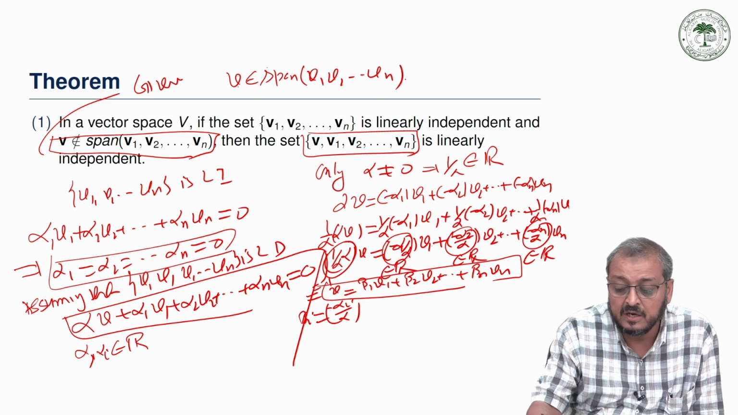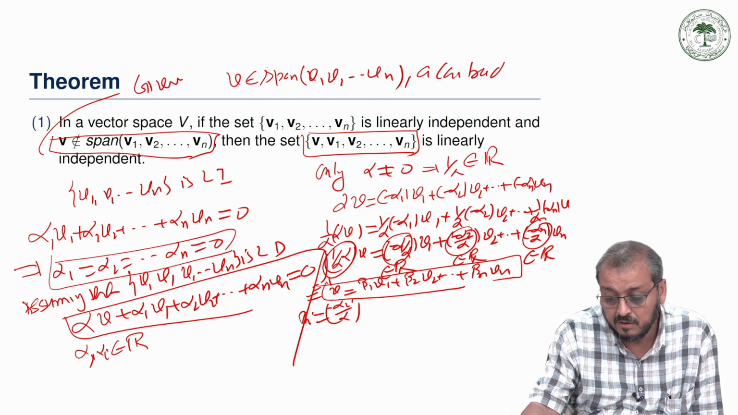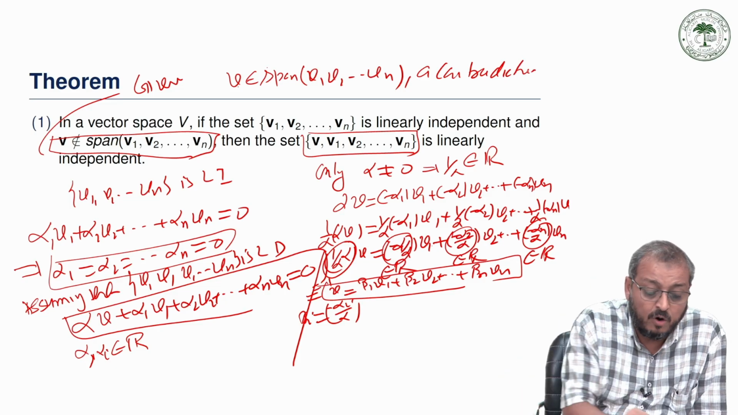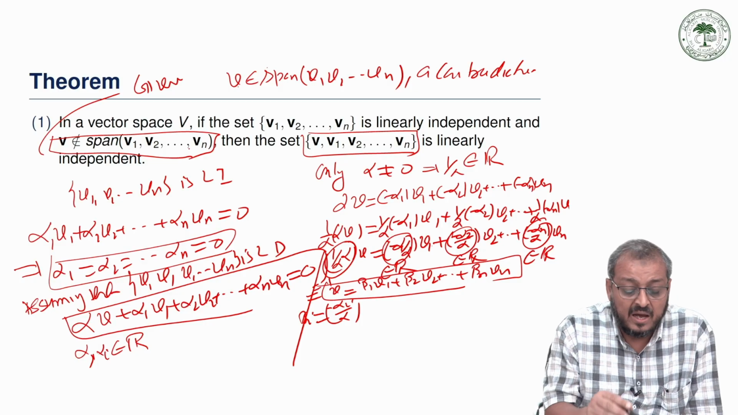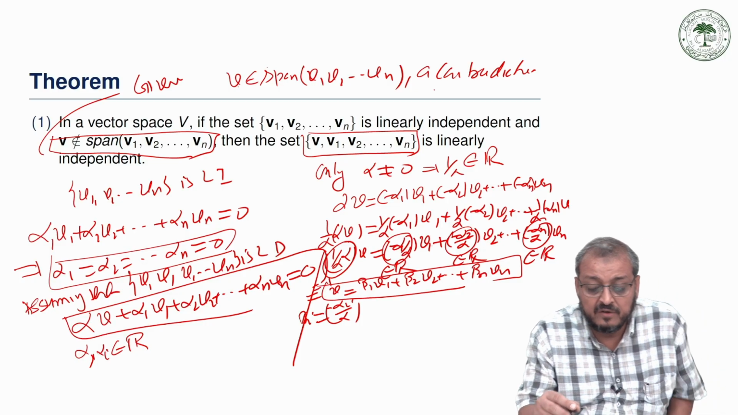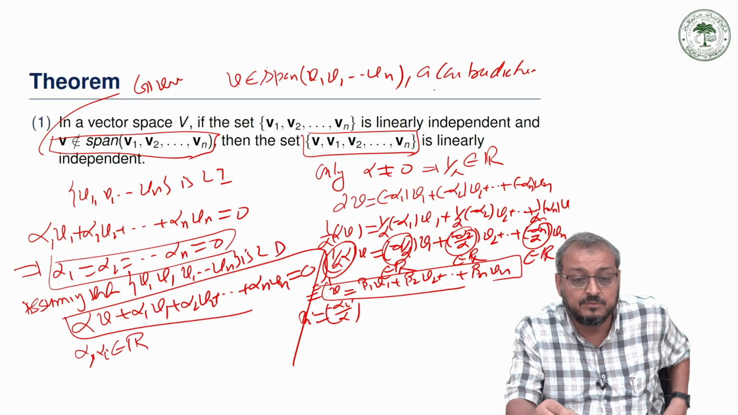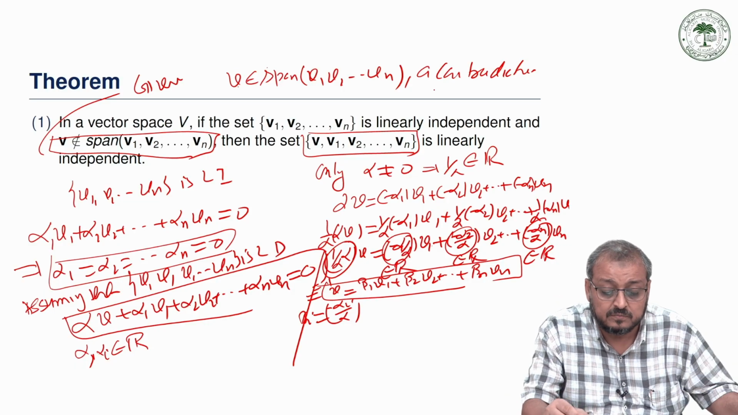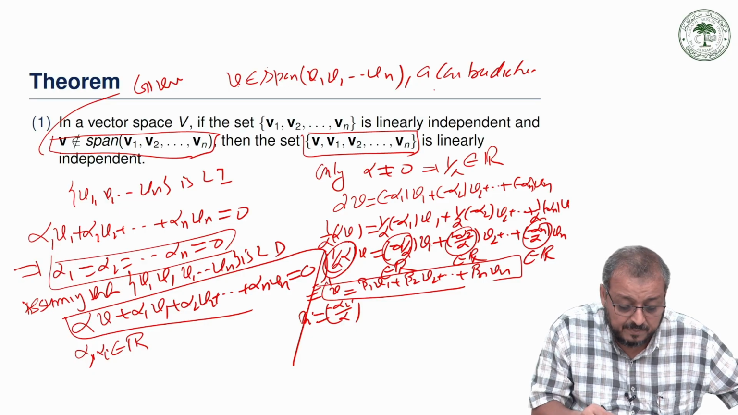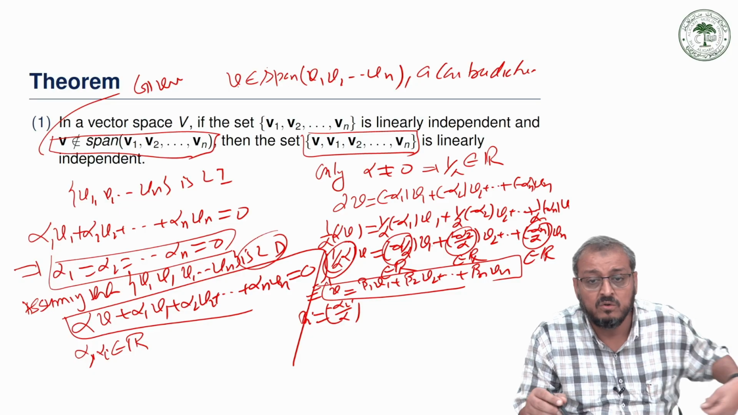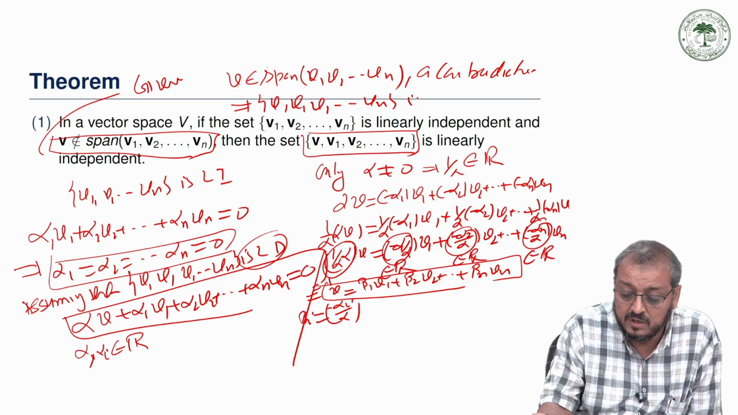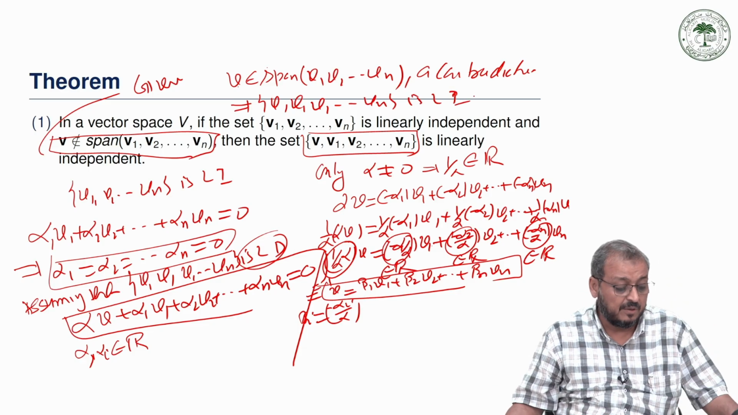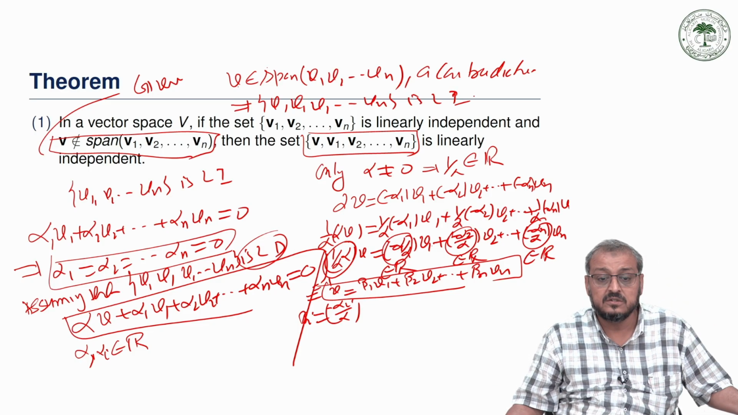But we are given that v does not belong to the span of v1, v2, vn, so this is clearly a contradiction. This means our assumption that this set of vectors is linearly dependent is wrong. Hence the set v, v1, v2 up to vn is linearly independent. So this completes the proof of this result.